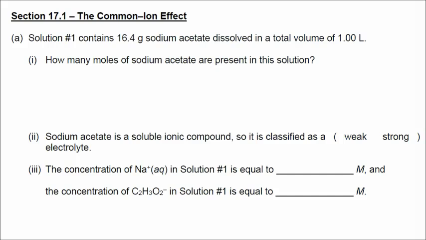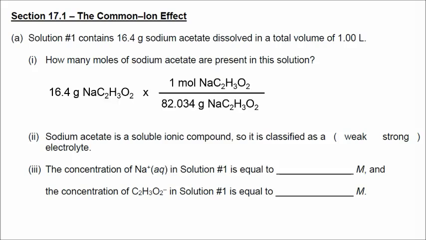The first solution contains 16.4 grams of sodium acetate dissolved in a total volume of 1 liter. To convert grams into moles requires looking up the information on the periodic table, and 1 mole of sodium acetate has a molar mass of 82.034 grams. So we have exactly 0.2 moles of sodium acetate.